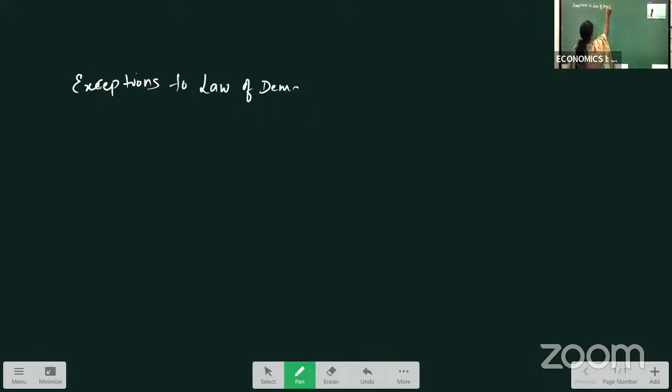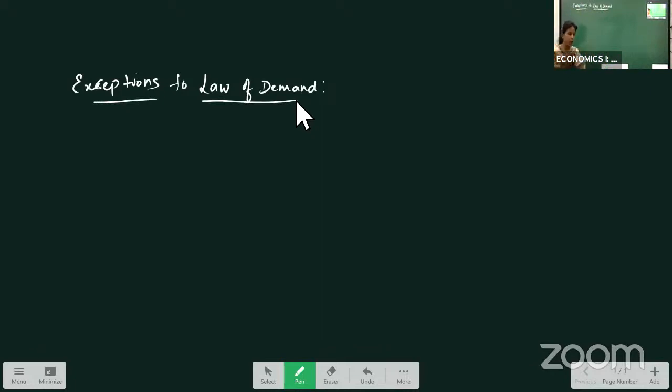The next question we are going to prepare here is exceptions to the law of demand. As you all know, exceptions to the law of demand is the most repeated question from this chapter, right? So today we are going to discuss that. So what are the exceptions to the law of demand? Exceptions means in exceptional cases, the law of demand is not applicable.